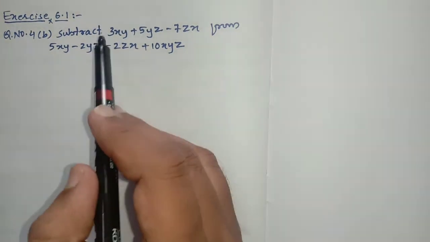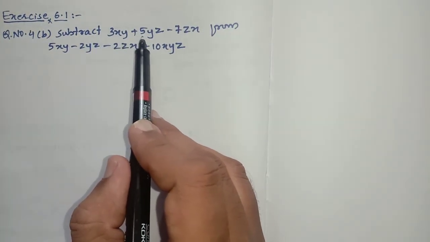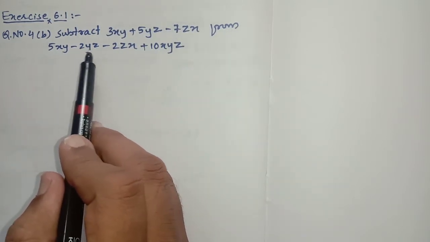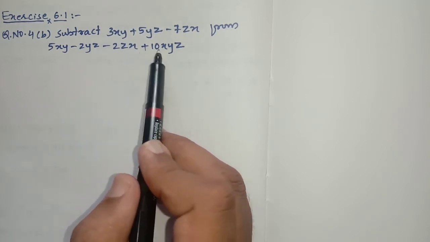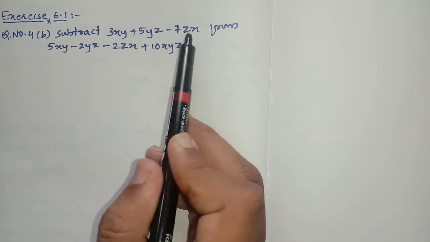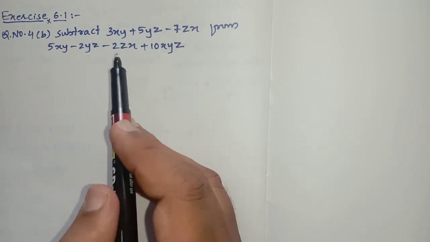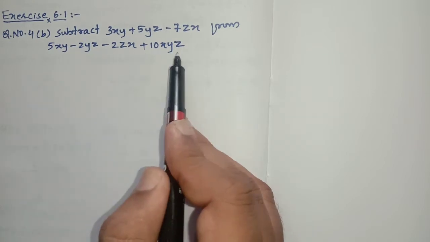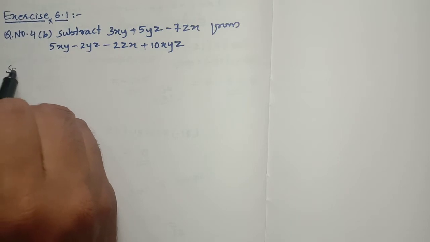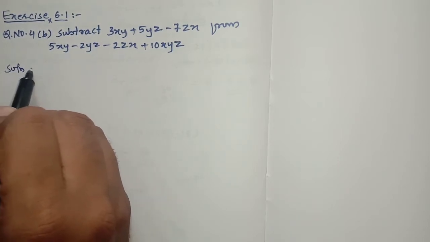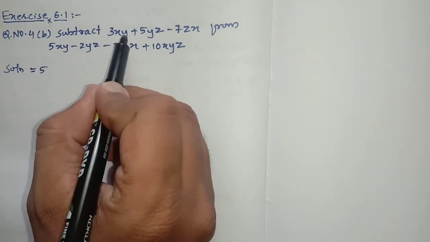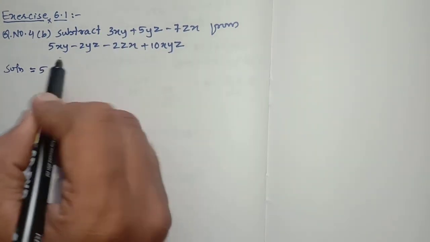Let's start. Subtract 3xy plus 5yz minus 7zx from 5xy minus 2yz minus 2zx plus 10xyz. We have to subtract this expression from this expression. So first we have to write the second one minus first expression. Let's write it. Solution. We have to write second expression first because we have to subtract this expression from this one.